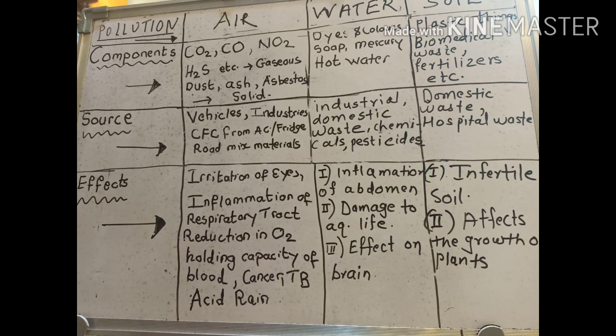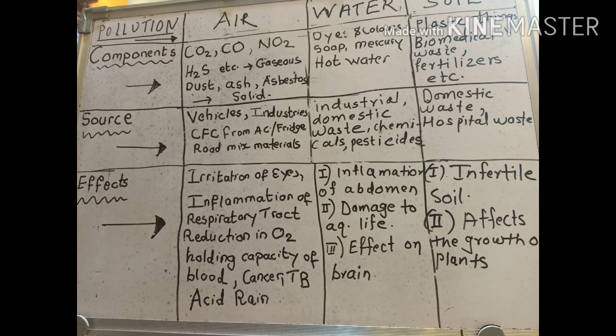Then inhalation of poisonous substances from air can lead to cancer. Then tuberculosis is also a major killer disease, and that is due to air pollution. You all have heard of acid rain. Acid rain is basically nitric acid and sulfuric acid which is formed in air. When they come down with the rain, they form acid rain and they can destroy important historical monuments. They can even make the soil acidic and infertile. So these are the effects of air pollution.